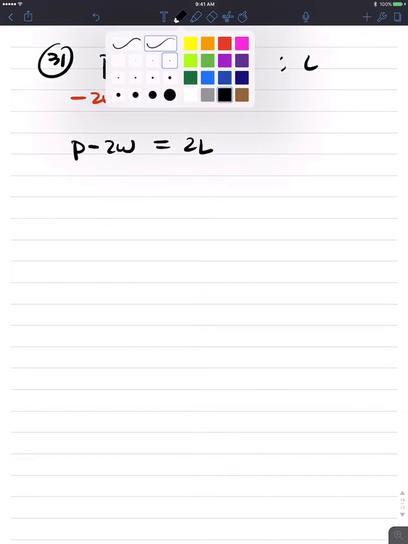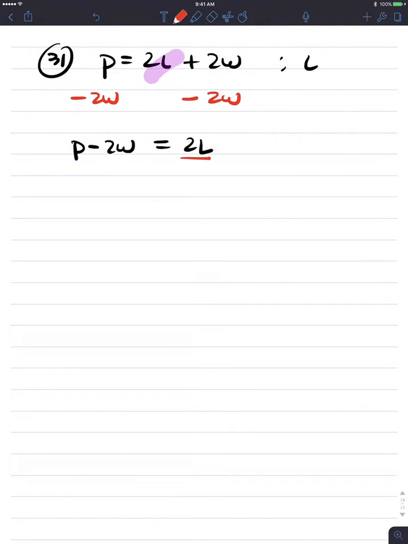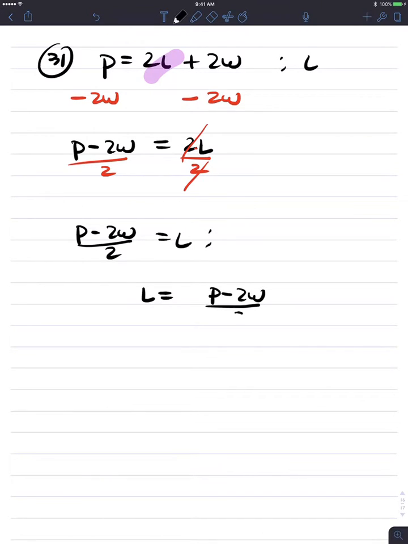I'm going to divide both sides here by 2 to undo my multiplication. I end up with P minus 2W over 2 is L, or L is P minus 2W over 2. And you're done.